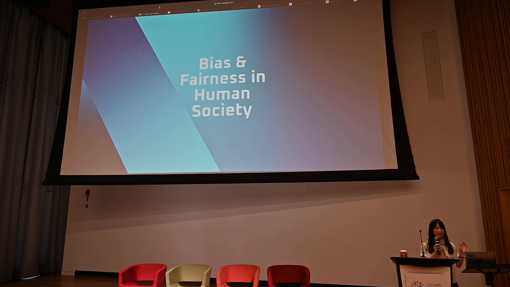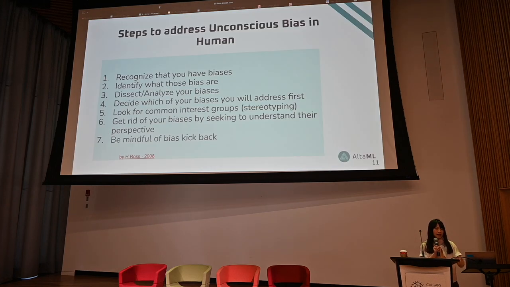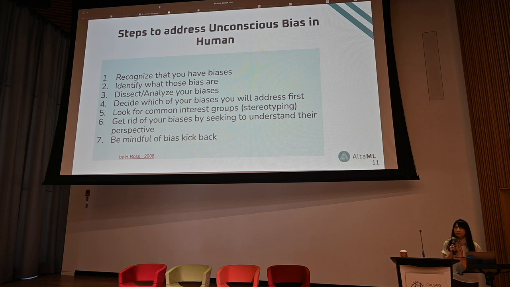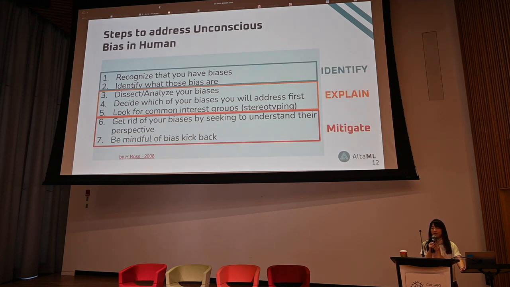Bias is there in our society. And this is a topic we've been talking about for many, many years. We know we have bias unconsciously. If we make decisions based on this bias, it can cause problems. So here are just some of the steps you can use to address the bias issue. I'll categorize this into three categories: identify, explain, and mitigate.